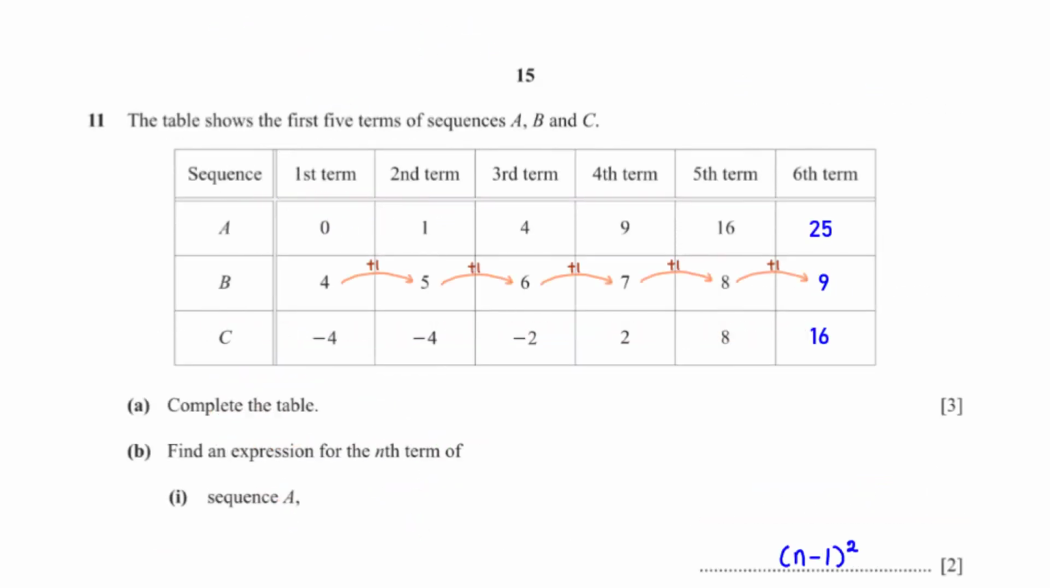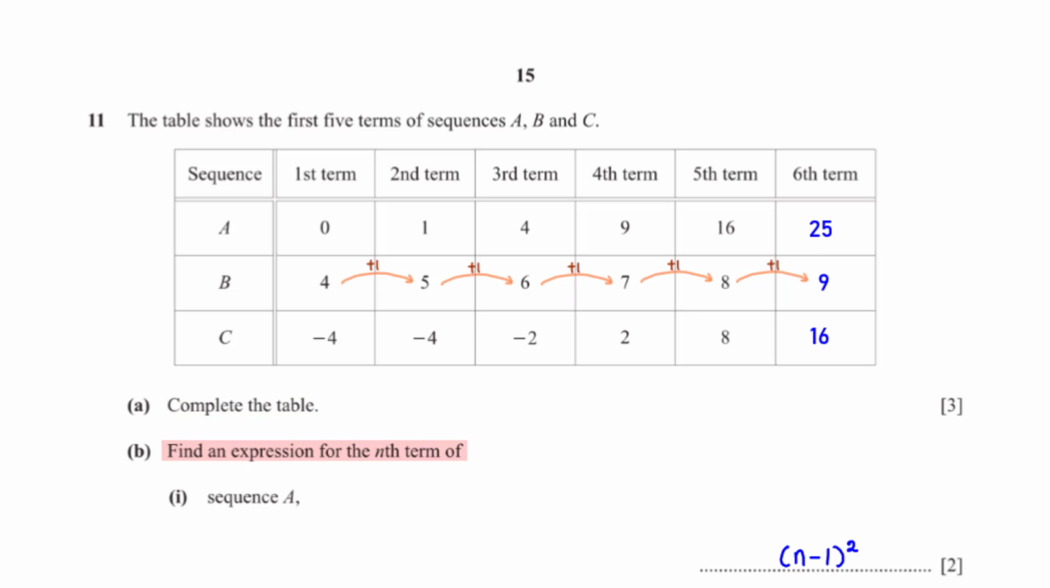The table shows the first 5 terms of sequences A, B, and C. Complete the table. When we look at the terms in sequence A, we see that they are perfect squares. So the sixth term would be 5 squared, which is 25. For sequence B, the terms have a constant difference of 1 between them. So to get the sixth term, we add 1 to 8, which gives us 9. To get each term in sequence C, we subtract the corresponding term in sequence B from the term in sequence A. So for the sixth term, 25 minus 9 gives us 16.